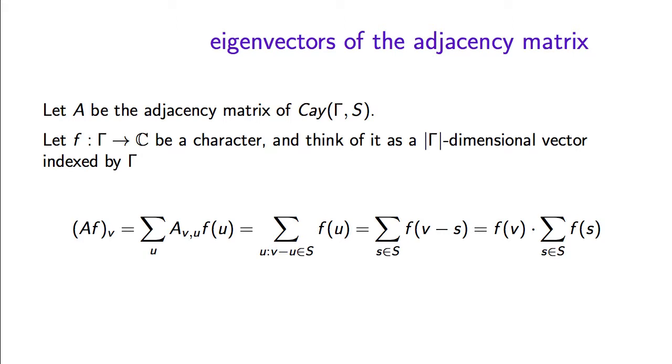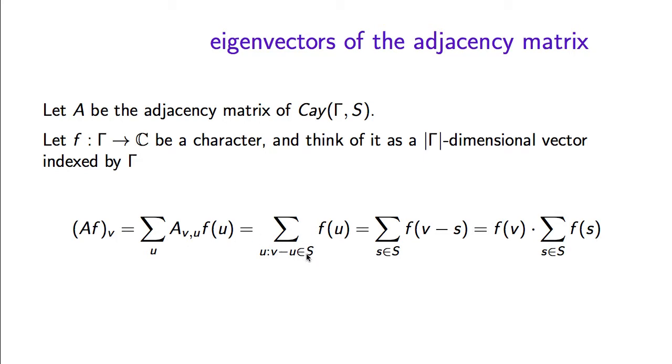So under this view, what is the matrix A multiplied by the vector f in position v? Well, applying the definition of multiplication of a matrix by a vector, this will be the summation over u of A_vu times f(u). Now the matrix A_vu is 1 when vu is an edge and 0 otherwise. And vu is an edge if and only if v minus u is in S. So we have this equality.